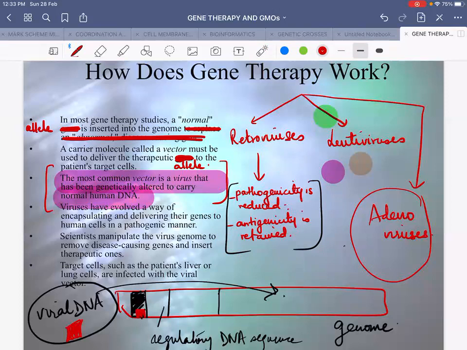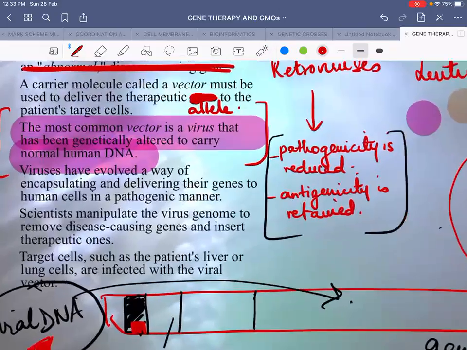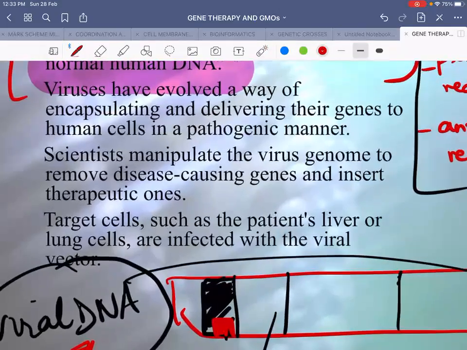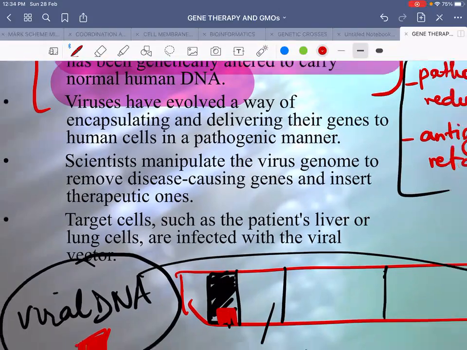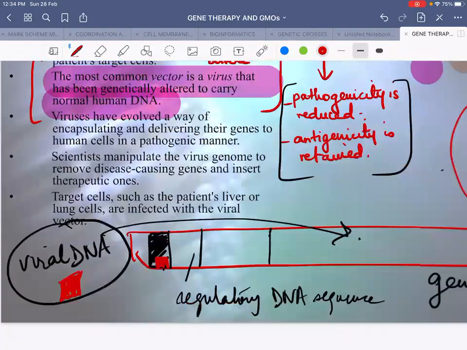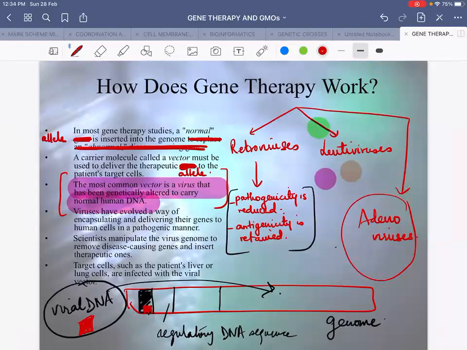But as you can see in the bullet points over here, the scientists manipulate the virus genome to remove the disease-causing genes and insert the therapeutic ones. Target cells, such as the patient's liver or lung cells, are infected with the viral vector. Achha. And these are the common viruses which are used. This is just a general outline. Details I'll share with you.